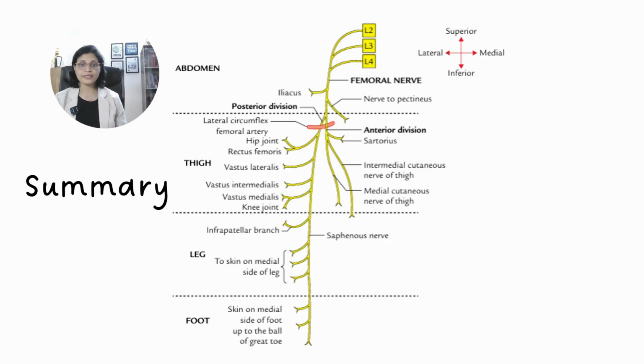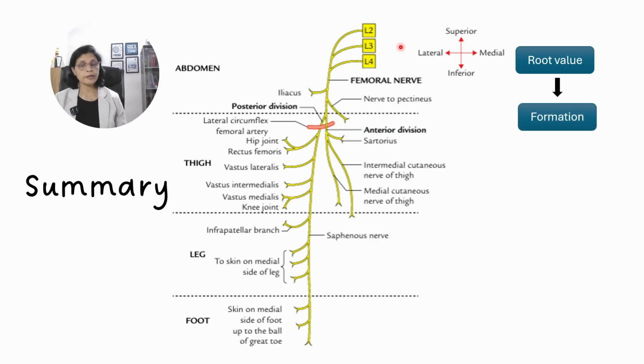Now let's summarize the femoral nerve. So the femoral nerve is the largest branch of the lumbar plexus, having the root value of L2, L3 and L4. It arises within the psoas major muscle from the posterior divisions of the ventral rami of L2, L3 and L4. So it descends through the substance of the psoas major muscle, emerges along its lateral border, passes between the psoas and the iliacus to enter the thigh just below the inguinal ligament lateral to the femoral sheath.